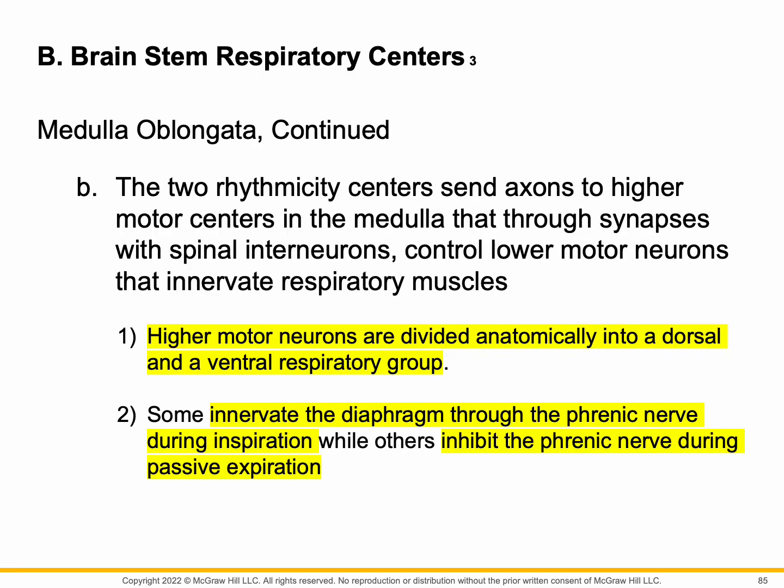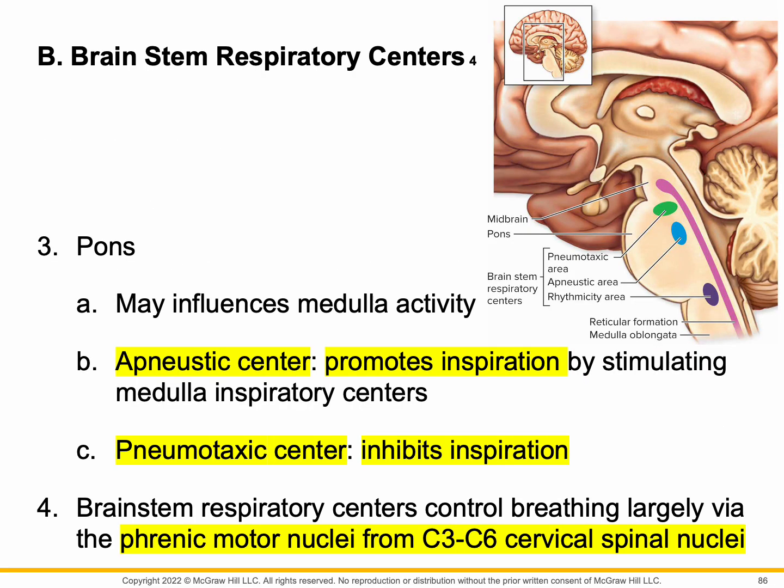The two rhythmicity centers send axons to higher motor neurons in the medulla that, through synapses with spinal interneurons, will control lower motor neurons that innervate respiratory muscles. Higher motor neurons are divided anatomically into a dorsal and a ventral respiratory group, and some innervate the diaphragm through the phrenic nerve during inspiration, while others inhibit the phrenic nerve during passive expiration. Now that was the medulla.